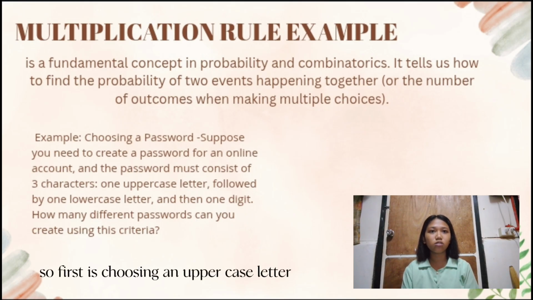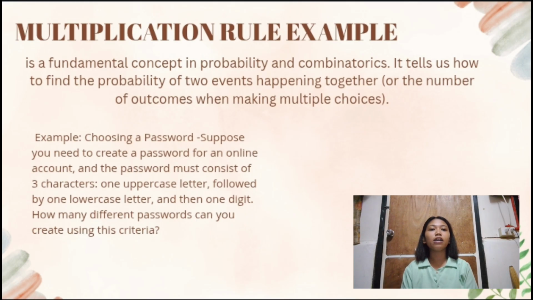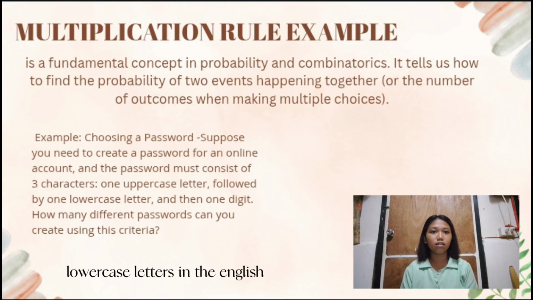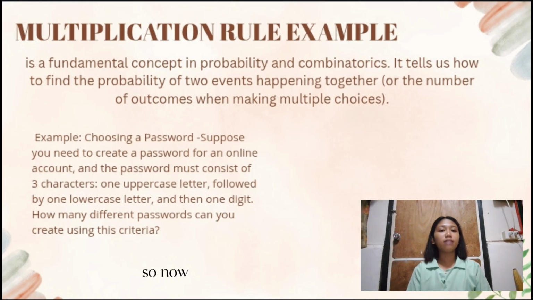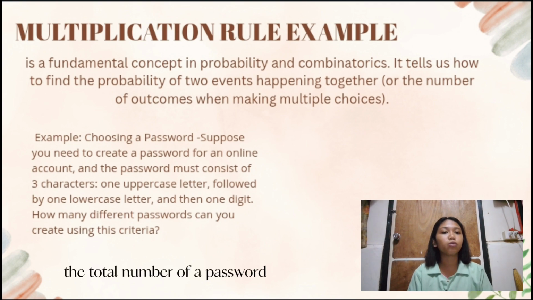First is choosing an uppercase letter. There are 26 uppercase letters in the English alphabet. Second step is choosing a lowercase letter. There are 26 lowercase letters in the English alphabet. Third step is choosing a digit. There are 10 digits.